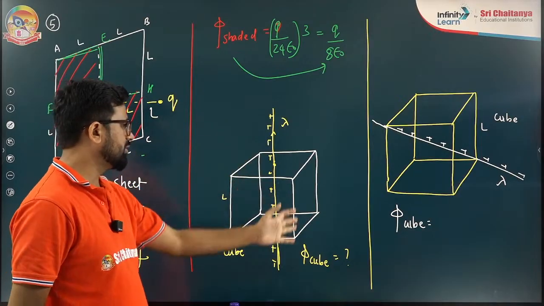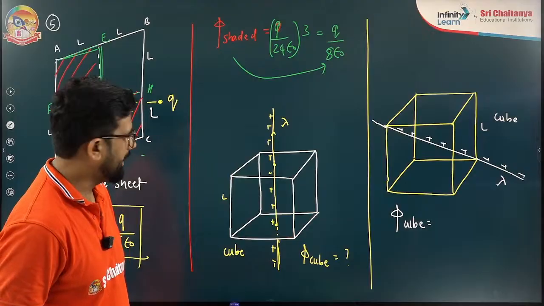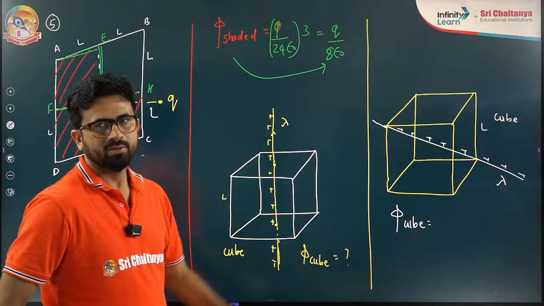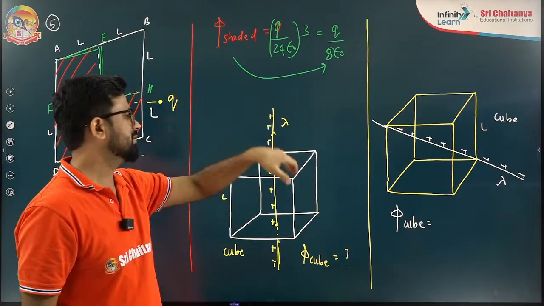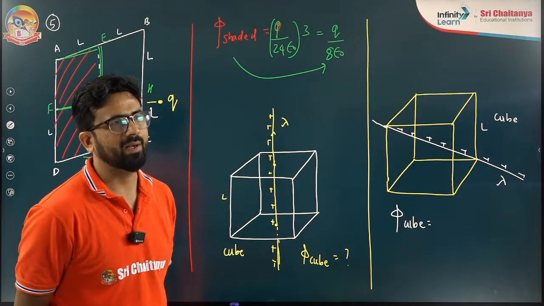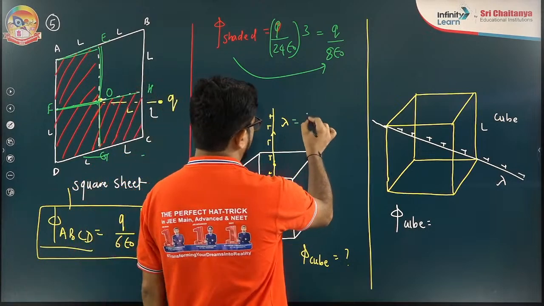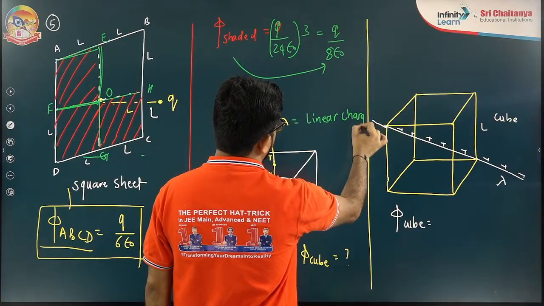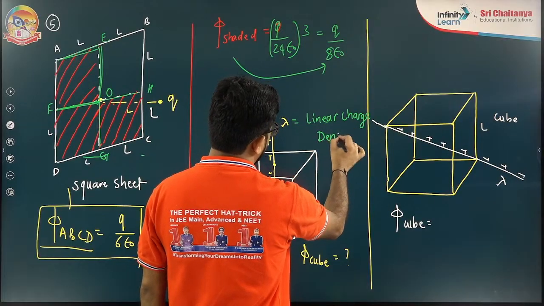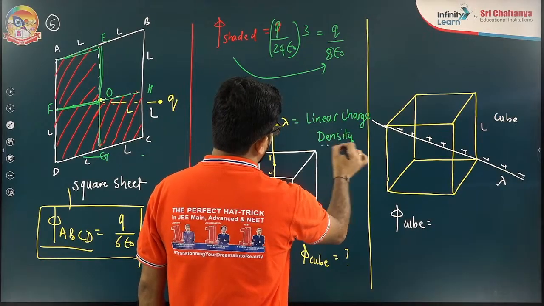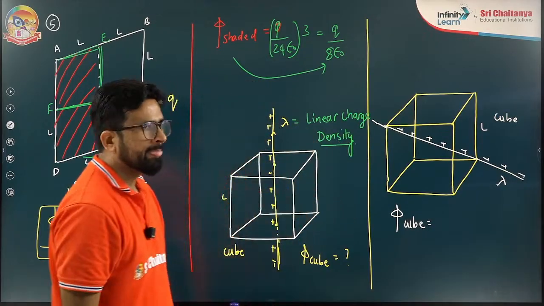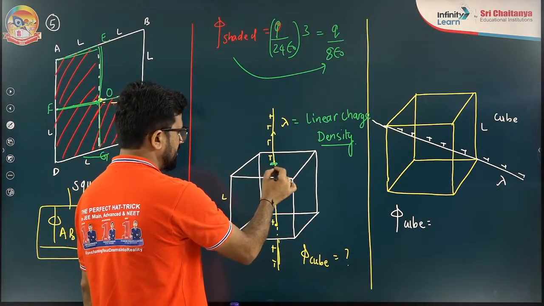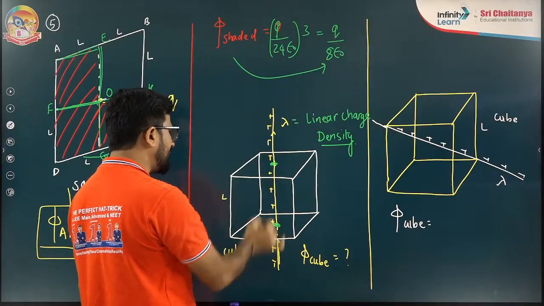Now come to the next problem. There is one cube, again with side length L, and there is one line charge, and on this line charge, the charge density given to you is lambda. This is a linear charge density. Try to understand it. Now this is passing through the face centers.